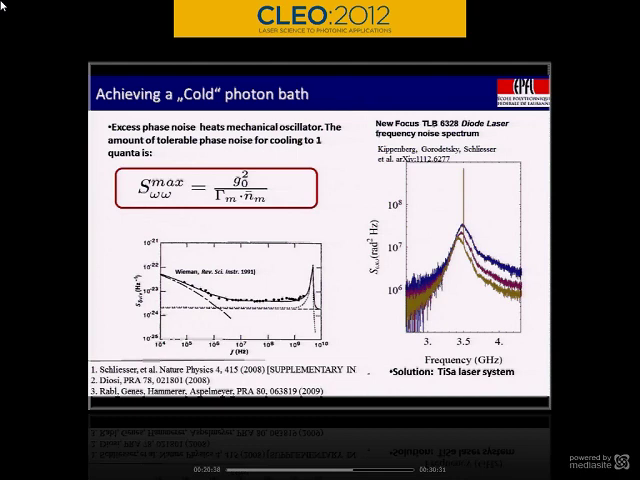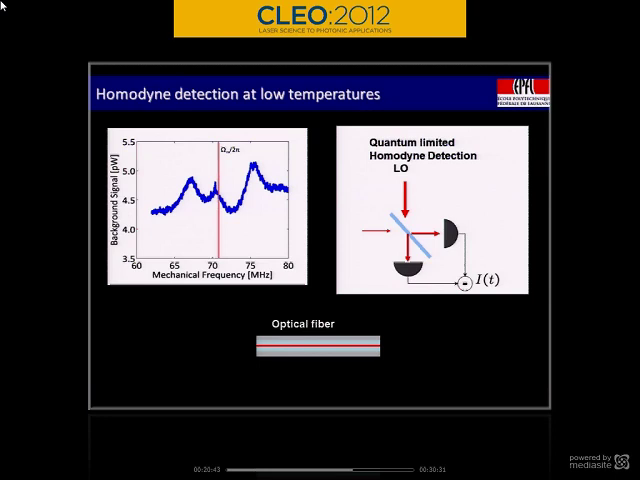Now, it turns out phase noise in the laser is one source of phase noise, but there's another interesting source I'd like to briefly mention. Even if you have a laser that is quantum limited in phase and amplitude, one has to really worry about the optical fibers. In fact, if you do a heterodyne measurement at low temperatures, what you see here is that the shot noise background is not flat. And that tells you that there's really an excess noise contribution coming from the experiment.